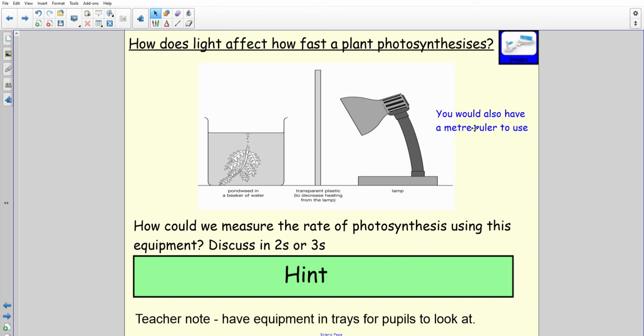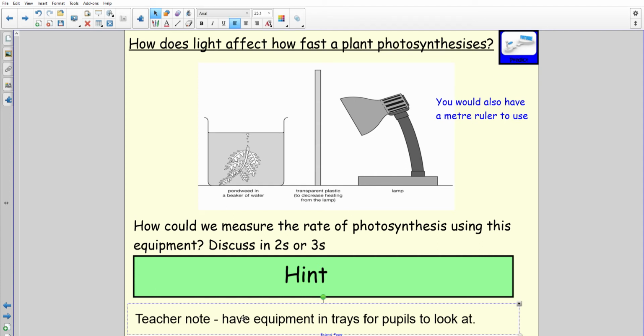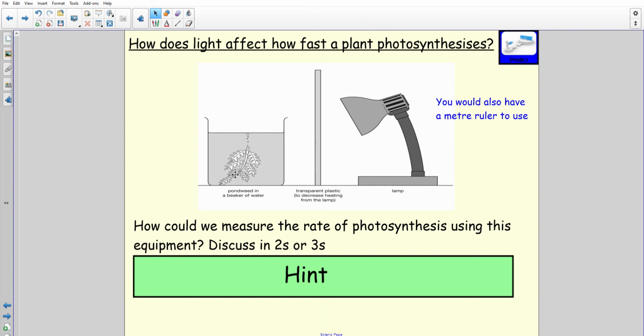Right, so have a look at this picture here. Okay, we've got this equipment and I want to investigate how does light affect photosynthesis. Okay, so you've got this equipment, we've got a lamp, we've got some pondweed in a beaker of water, okay, and we can see what that's doing. We've got some transparent plastic to decrease heating from the lamp, so that's going to mean that temperature is not going to affect anything. And we would also have a meter ruler. Okay, so that'd be the only other equipment that we've got here that we don't have shown.